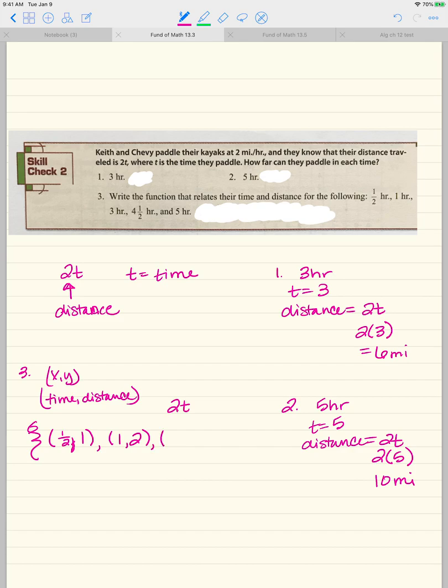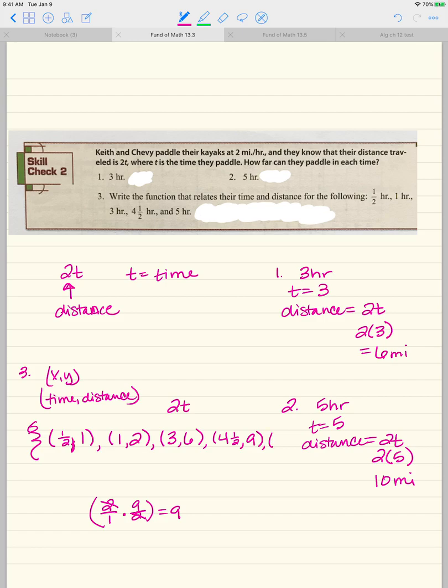Third coordinate point, all right? How far do they travel in 3 hours? So 3 is our x. Plug in 3 for t. 2 times 3 is 6. They travel 6 miles in 3 hours. Then we have 4.5 hours. How far do they travel in 4.5 hours? 2 over 1 times 4.5 as an improper fraction is 9 over 2. 2 times 2 cancels. That is 9. So in 4.5 hours, they cover 9 miles.